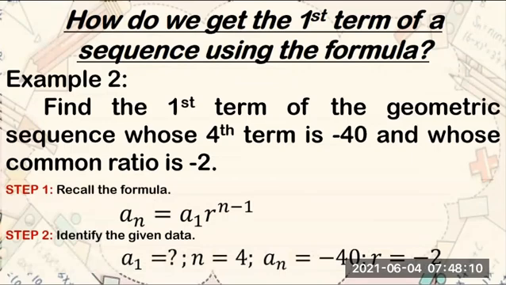N is equal to 4. So bakit po naging 4? Kasi yun yung given natin na term, yung fourth term. And the fourth term, since our n is equal to 4, our a sub n will be negative 40. And our common ratio, binigay na po siya dyan sa ating given na ang common ratio natin is negative 2.